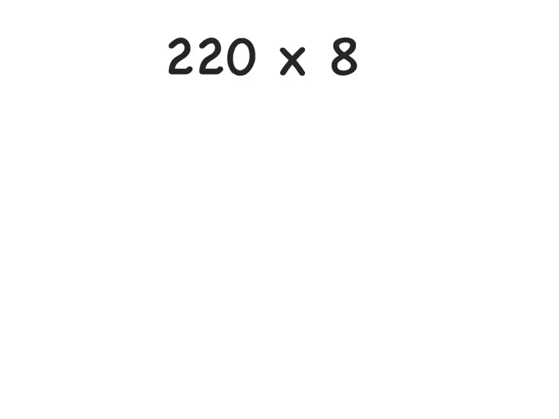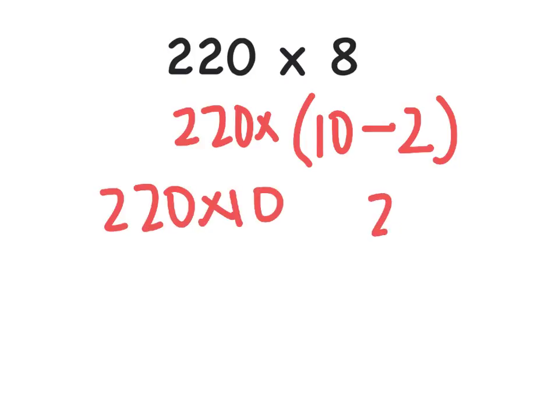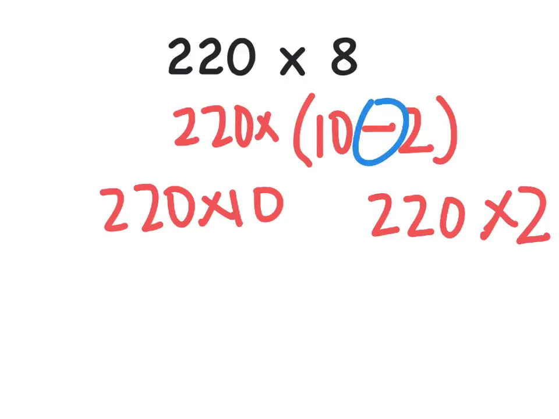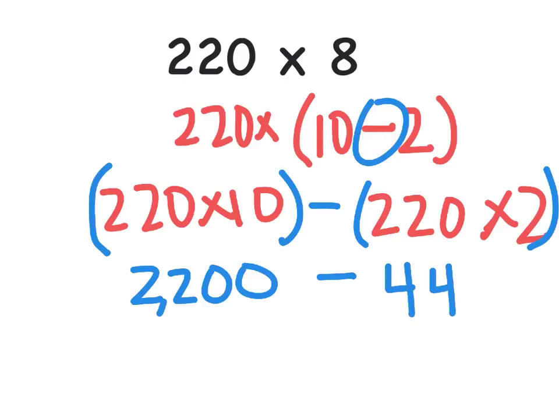You might be wondering if we can use subtraction when we're doing the distributive property, and the answer is yes. For example, 8 is kind of a tricky number. So I'm going to break that down into 10 minus 2, since 10 minus 2 equals 8. Now I'm going to pass out my 220 to both of those numbers. 220 times 10 and 220 times 2. Since I have a subtraction sign here, I need a subtraction sign in the middle of my two problems. 220 times 10 is 2,200. I just added a 0 to the end. And 220 times 2 is 440. So now that makes the problem a lot easier.